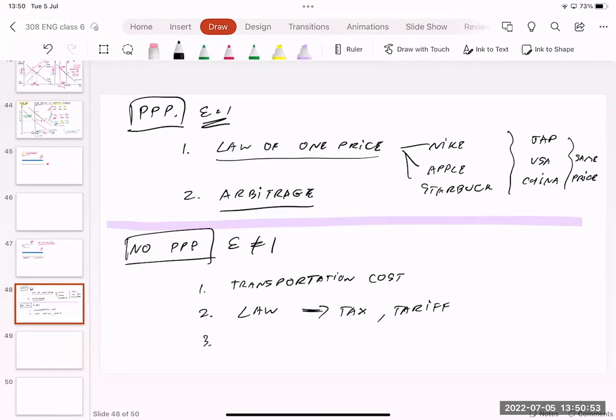And number three, some products cannot be traded. These are non-traded goods. For example, in Thailand, products about the Buddha cannot be traded, so they become more expensive. Or some illegal products become more expensive. For example, drugs are illegal, right? So that's why drugs are very expensive. These are three reasons that purchasing power parity is difficult to happen. We have two reasons, law of one price and arbitrage, that PPP can happen, and three more reasons that PPP is really difficult to happen.